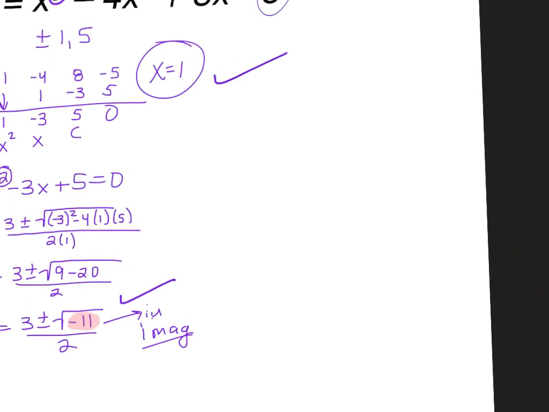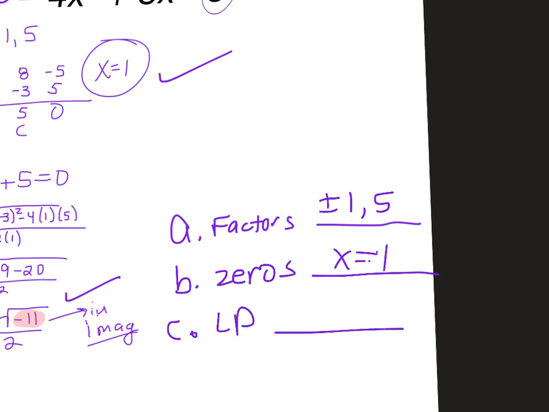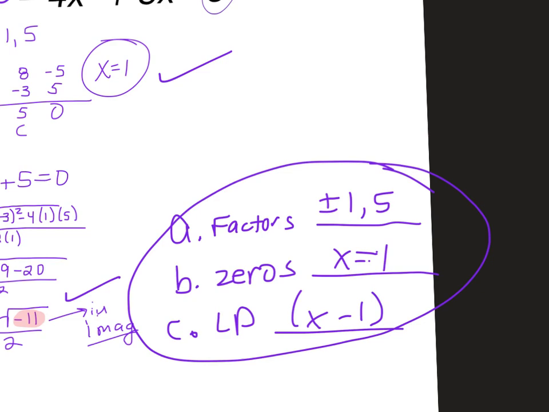I just want real. So you guys would say A is listing the factors. Your factors would be plus, minus, 1, and 5, right? B are zeros. That means our x-intercepts, our solutions, where the graph crosses the x-axis. I only have one of those. It's where? X equals 1. My linear product, I only have one of those. What is it? X minus 1. Great. So in this case, you guys did come out with your 3 answers. It just so happens that only one of them is real.